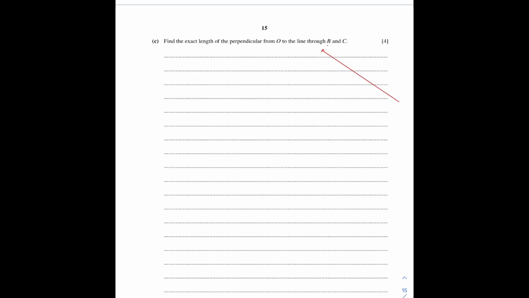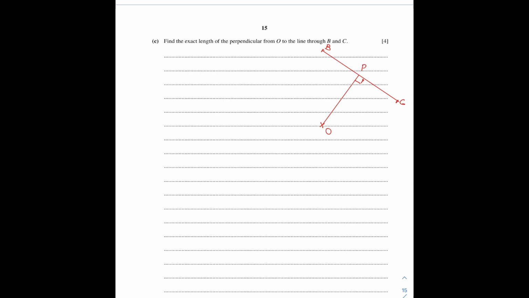Let's try the next part. Number C. Find the exact length of the perpendicular from O to the line through B and C. This is what we need. Let me draw and show you. That's point B, for example. That's point C. Now it says the exact length of the perpendicular from O. So let's say here somewhere is O.